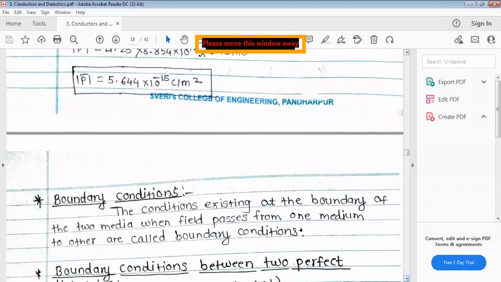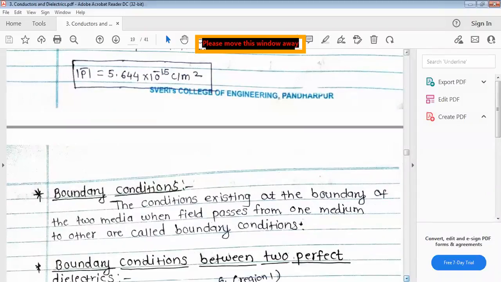The next point is boundary conditions. This is a very important point, because boundary conditions are there in the first section and also in the second section. If you understand this one, you can easily understand the second section. Again, there is a compulsory question from boundary conditions, either a derivation or an example, if they ask questions from this chapter. So don't miss the next lecture.